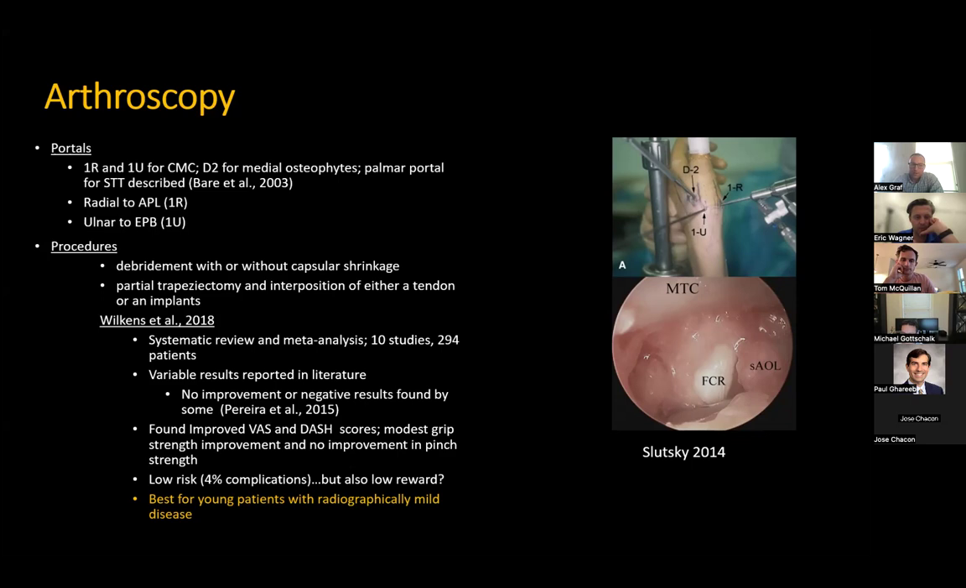Wilkins did a systematic review in 2018, looking at 10 studies using arthroscopic techniques, and found that, overall, these improved pain and DASH scores, with modest improvement in grip strength and pinch. There are very few complications, but the question was, what was the long-term reward? Was there still pain? Did these patients eventually develop ST arthritis and need revision? There wasn't long enough follow-up to really answer that question. I think as this becomes more popular, hopefully we'll be able to answer that.